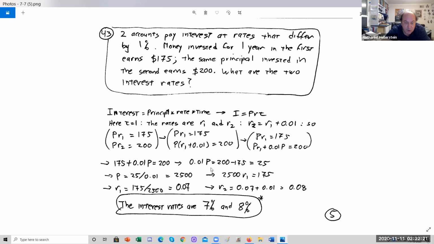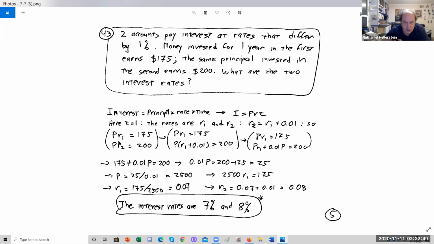So we subtract 175 and get 1% of P is 200 minus 175. So 0.01P equals 25. Divide by 1%. P equals 25 over 0.01. So P equals 2,500. So principal of $2,500.